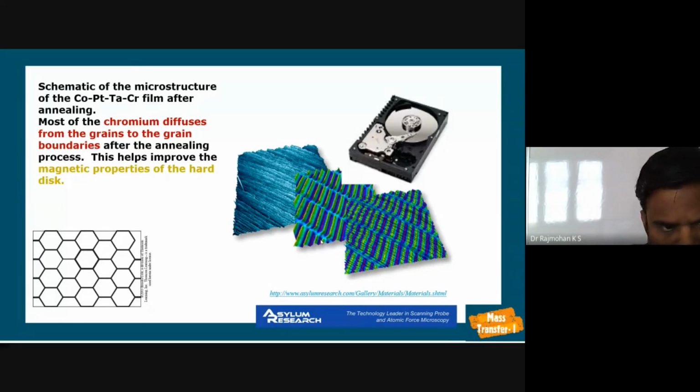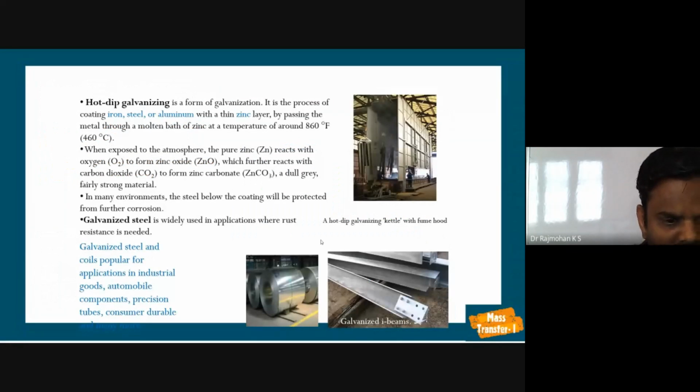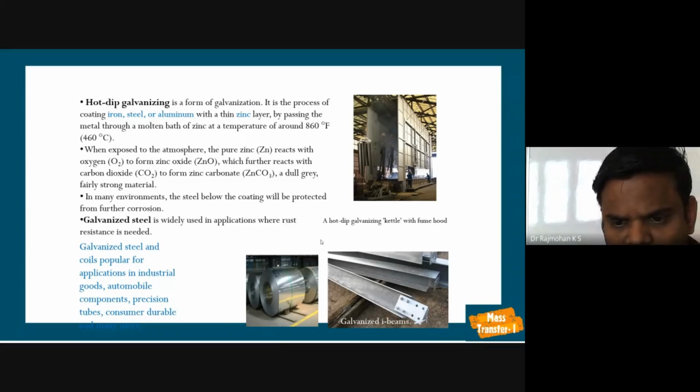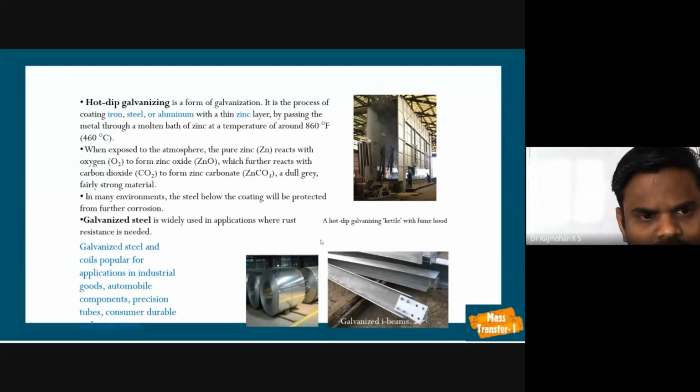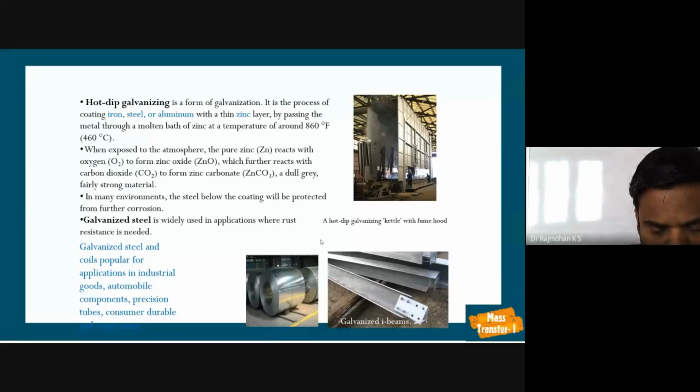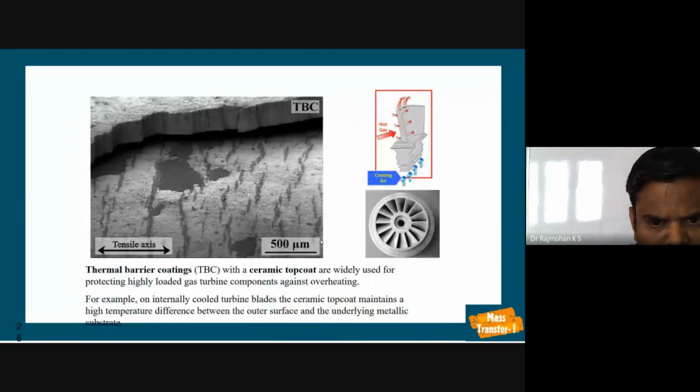Also in the case of hot dip galvanizing, these kinds of materials are used for rust resistance, so galvanized beams are used where we want rust resistance. In all these cases we have one or another small material like carbon, chromium or zinc that diffuses through and forms a layer. Even thermal barrier coatings have a ceramic top coat, which provides some resistance to heat being carried away. That way these coatings are used.